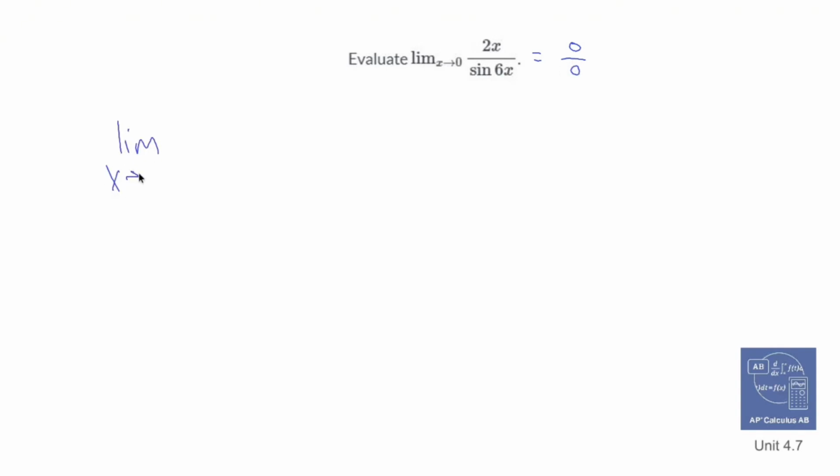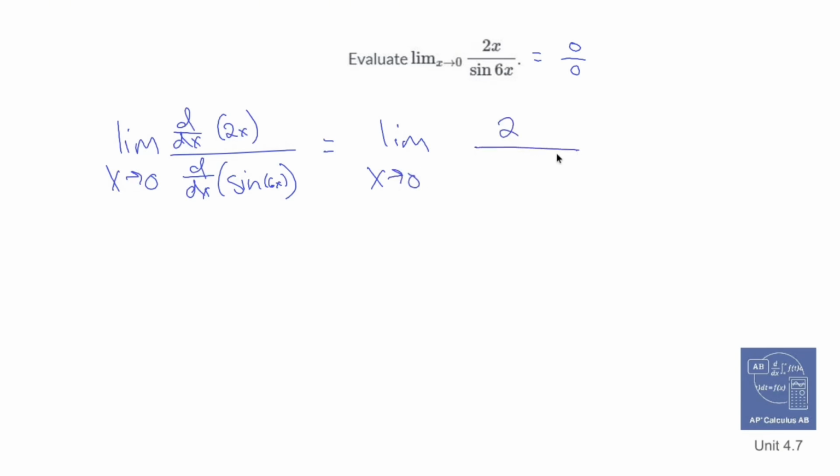So I'm going to use L'Hopital's rule. And L'Hopital's rule says that I can take the derivative of the top, so d dx of 2x, the derivative of the numerator, and take the derivative of the denominator and try it again. Okay, so let's do just that. All right, the derivative of 2x is just 2. So I'm going to find the limit as x approaches 0 of 2.